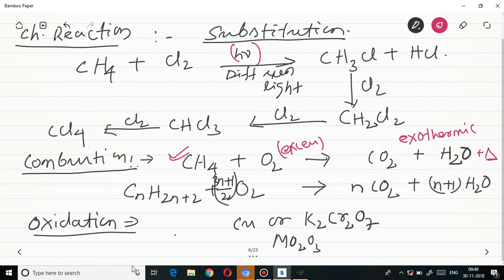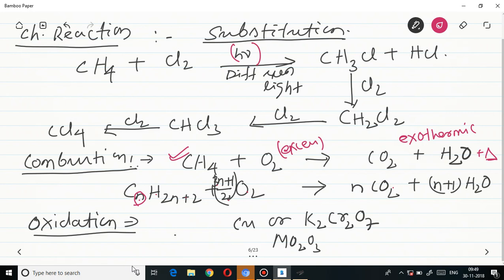Now you need to balance this reaction. Remember one thing, I have written a general formula for balancing the reaction. If you take CnH2n+2 alkane, see this n is the number of carbon. So how many oxygen do you need? (3n+1)/2. How many carbon dioxide will be released? n number. Means here if n is 1, it will be 1. And how many water molecules will be liberated? n+1.